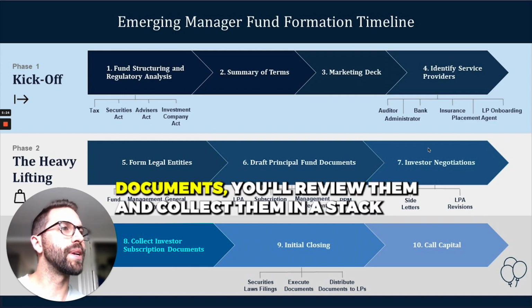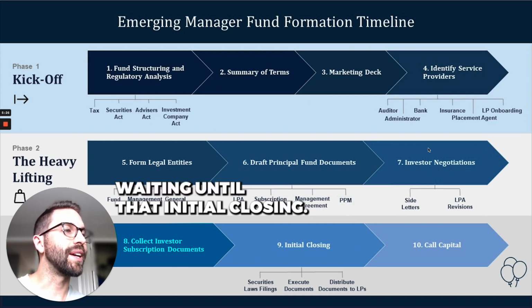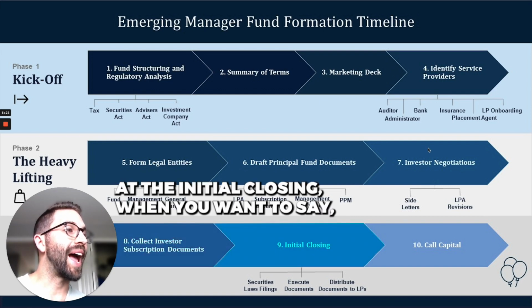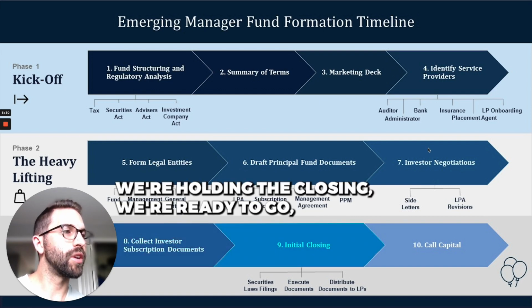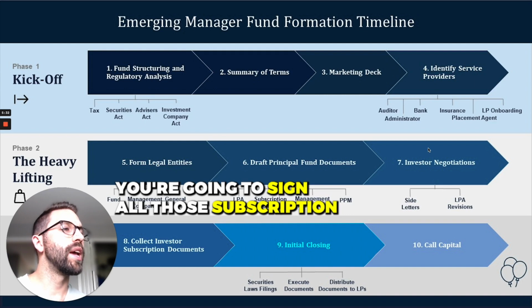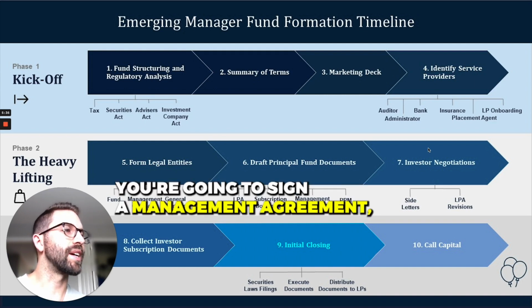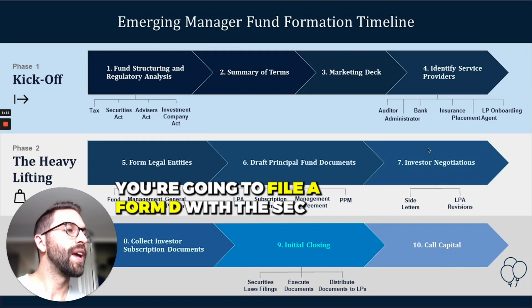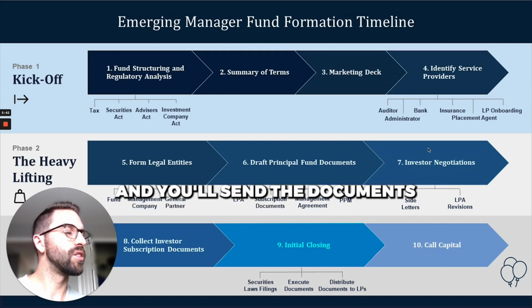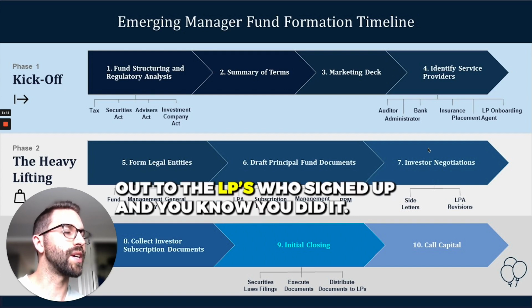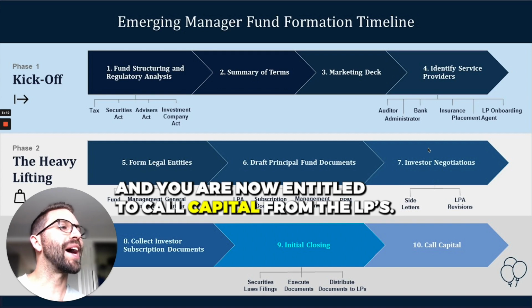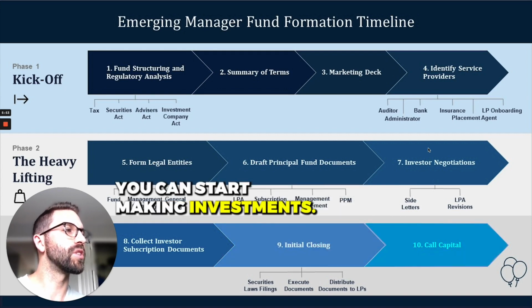Once investors are happy, they'll sign those subscription documents. You'll review them and collect them in a stack, waiting until that initial closing. At the initial closing, when you want to say, okay, we're holding the closing, we're ready to go, you're going to sign all those subscription documents, the LPA, the management agreement, everything. You're going to file a Form D with the SEC, and you'll send the documents out to the LPs who signed up, and you did it. That's the first closing. You are now entitled to call capital from the LPs, and once you do that, you can start making investments.